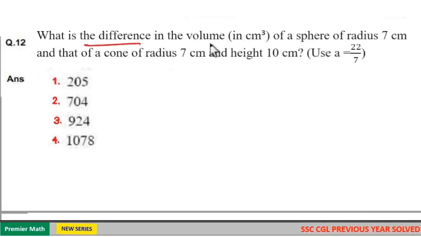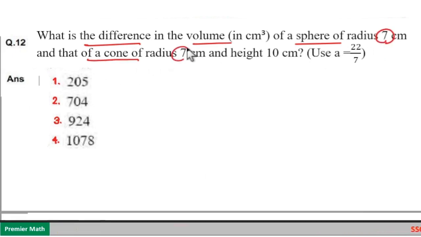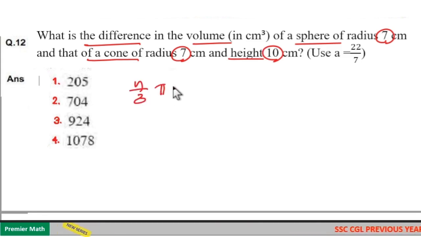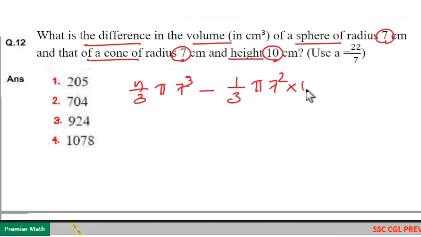What is the difference in volume of a sphere of radius 7 cm and that of a cone of radius 7 cm and height 10 cm? Here the volume of sphere is 4 by 3 pi r cube, where r cube is 7 cube, minus the volume of cone, which is 1 by 3 pi r square h. r square is equal to 7 square and height is equal to 10.